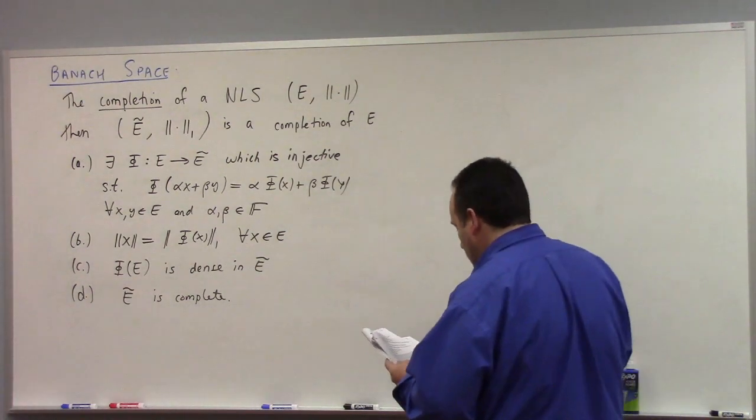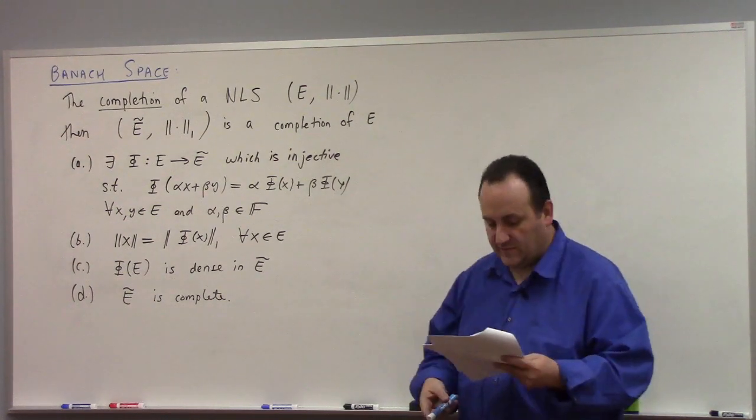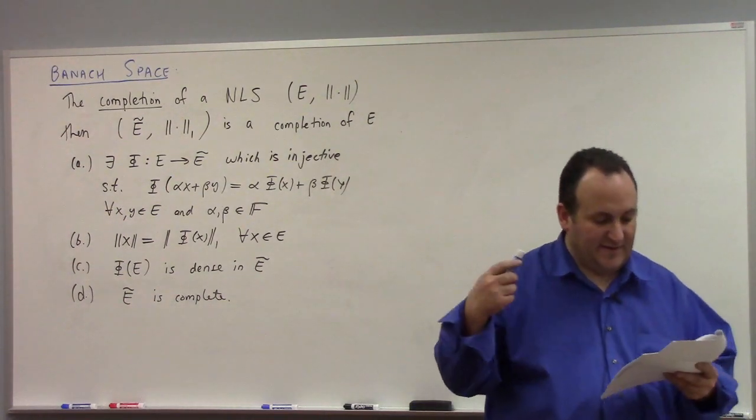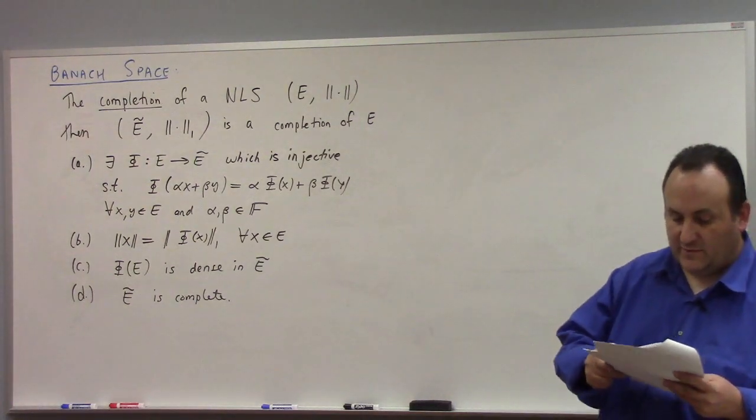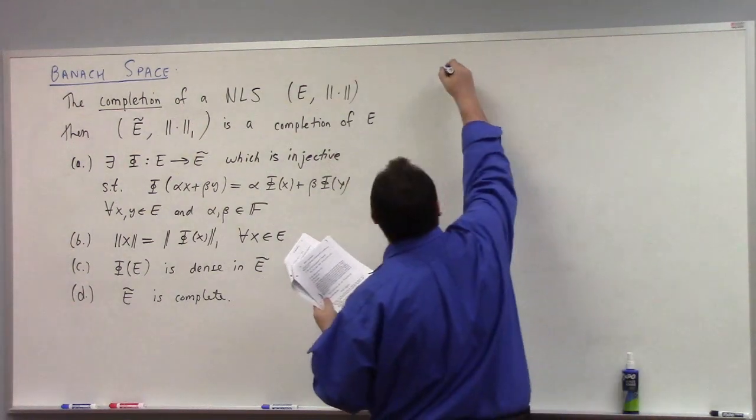Okay, and here's what he says. He says a space E tilde satisfying these conditions can be formally defined as the space of equivalence classes of Cauchy sequences of elements of E. So, here we go.